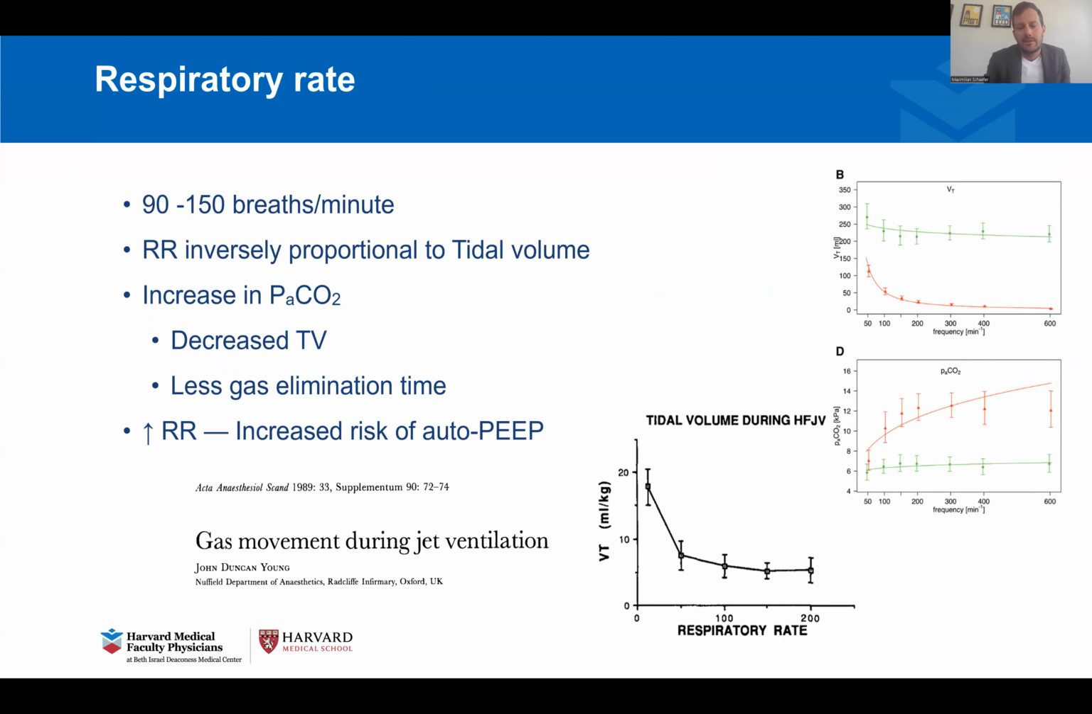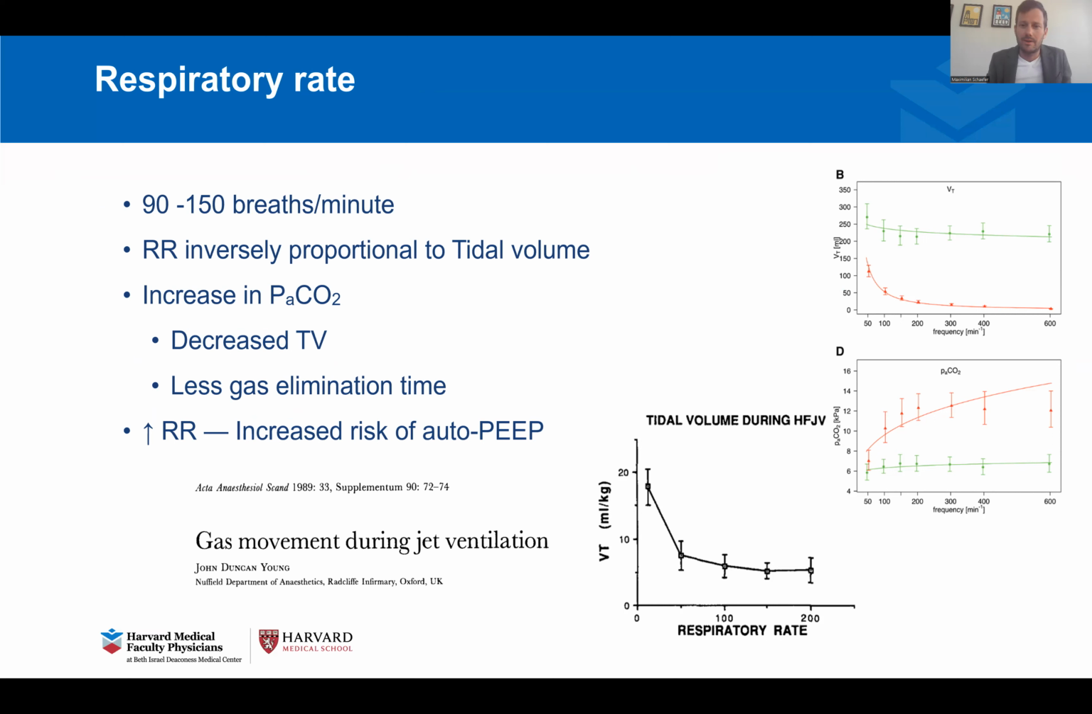Respiratory rates, if you look into the literature, even vary between about 80 and 100, or 90 and 150 breaths per minute. Clinically, what we use is between 100 and 120. The respiratory rate here is inversely proportional to tidal volume, of course. So if you're always delivering the same driving pressure and you increase the respiratory rate, you will decrease your tidal volume.